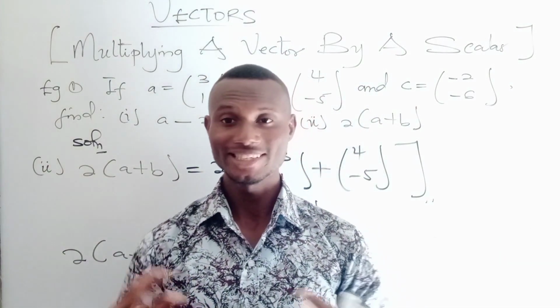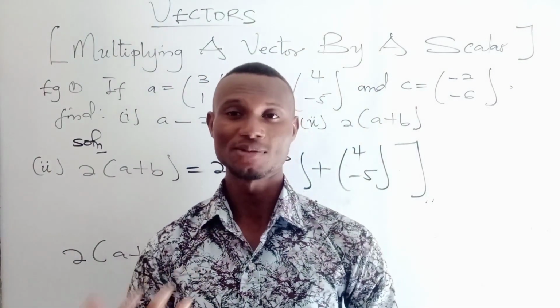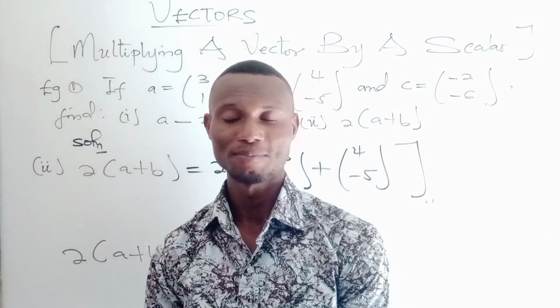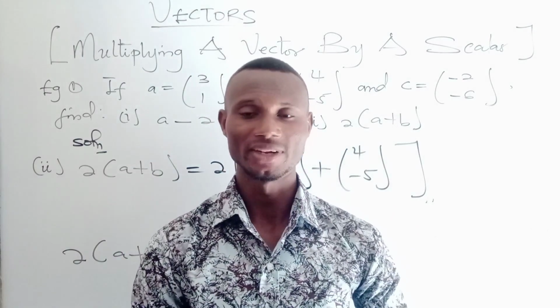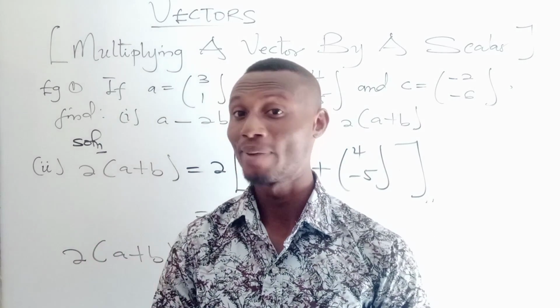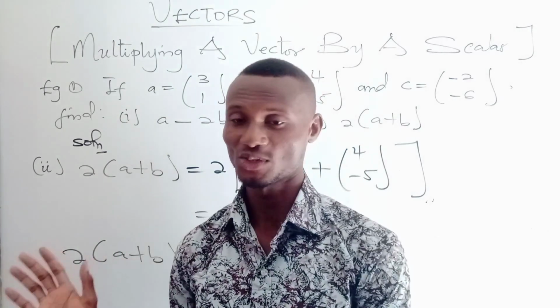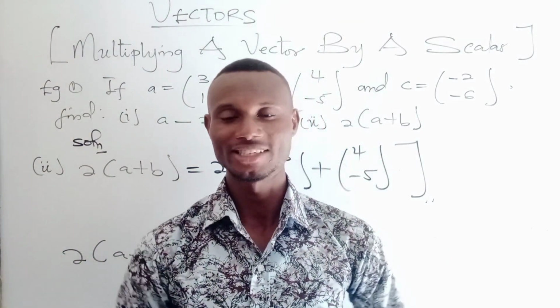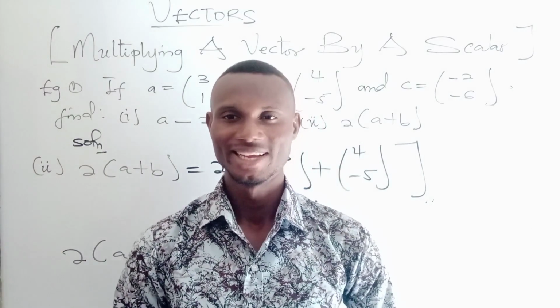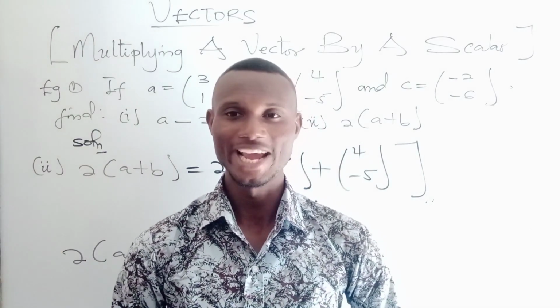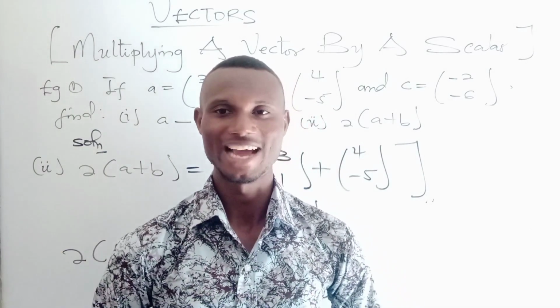I hope the explanation is clear enough and you understood it as well. So this is how to handle a multiplication of a vector by a scalar, where we've applied it to solve some questions on addition and subtraction of vectors. I hope the explanation was clear enough and you understood and enjoyed the lesson as well.